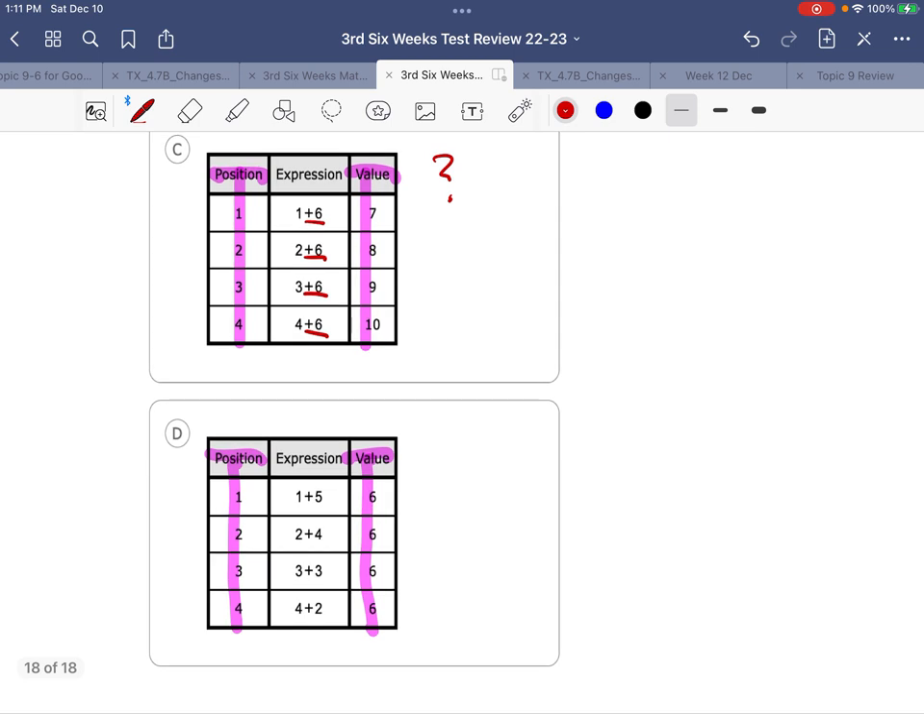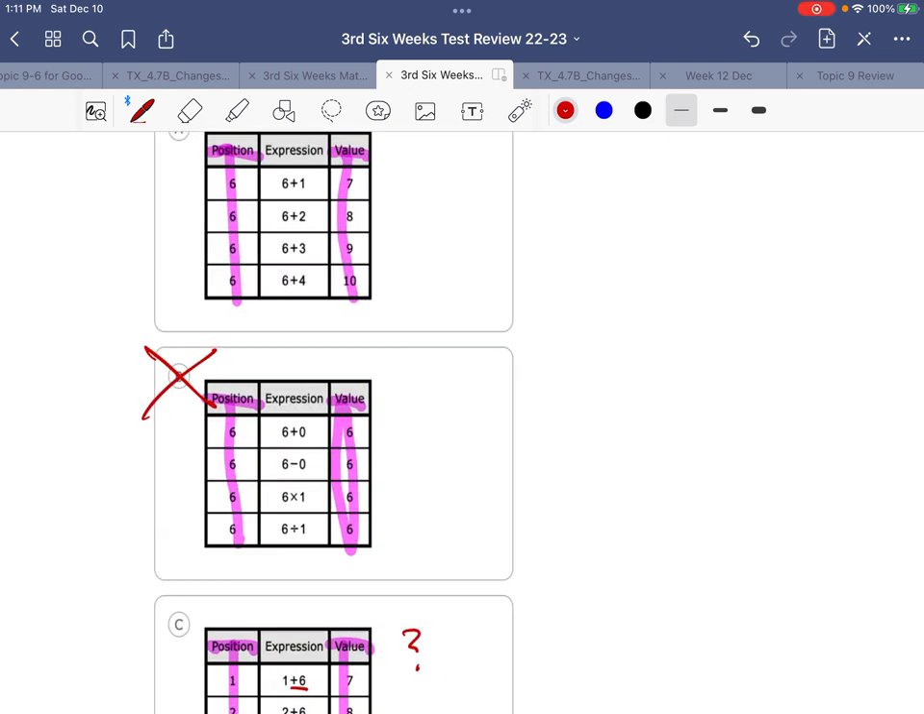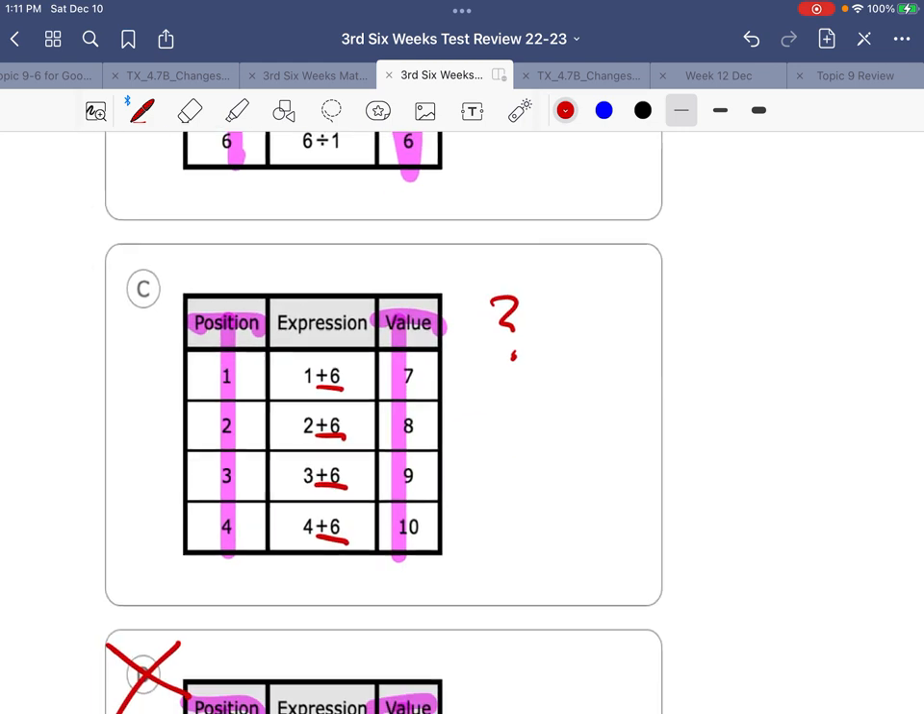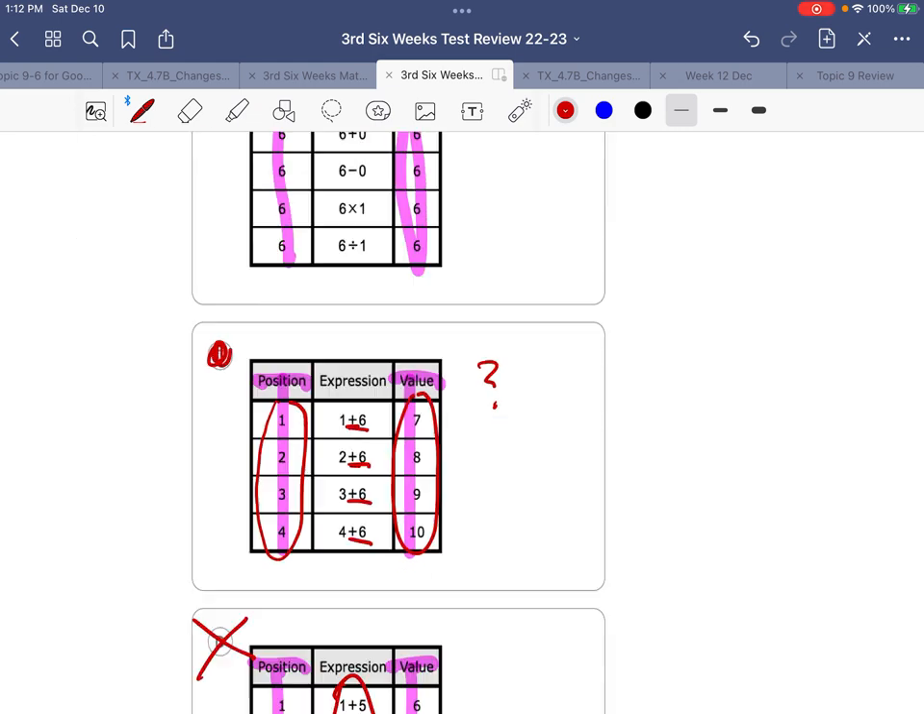For D, they don't even have that rule here. There's no plus 6 anywhere. So it's definitely not D. So now I'm stuck between A and C. This is how you find out which one's the answer. If you look at A, all of the position numbers are the same. That's not right. It should not look like that. Okay? That is wrong. They should never be the same number. Your answer is C. They have different numbers for the position, different numbers for the value, and they have a plus 6 for each of them. Okay?